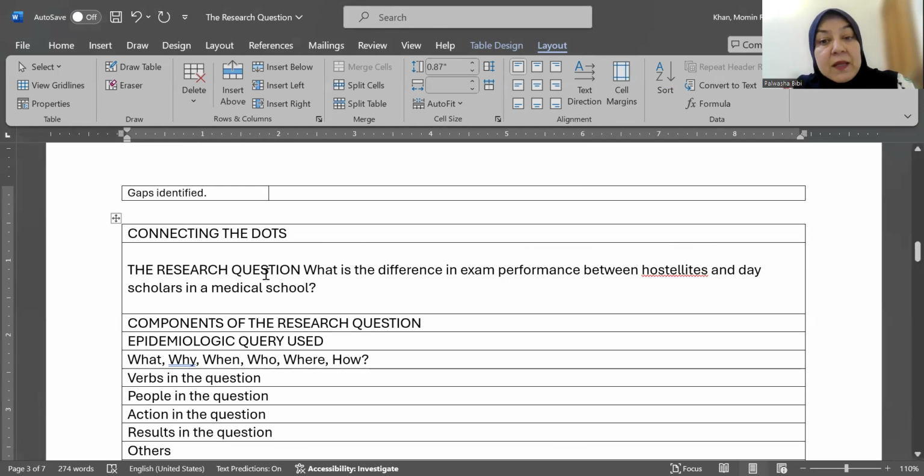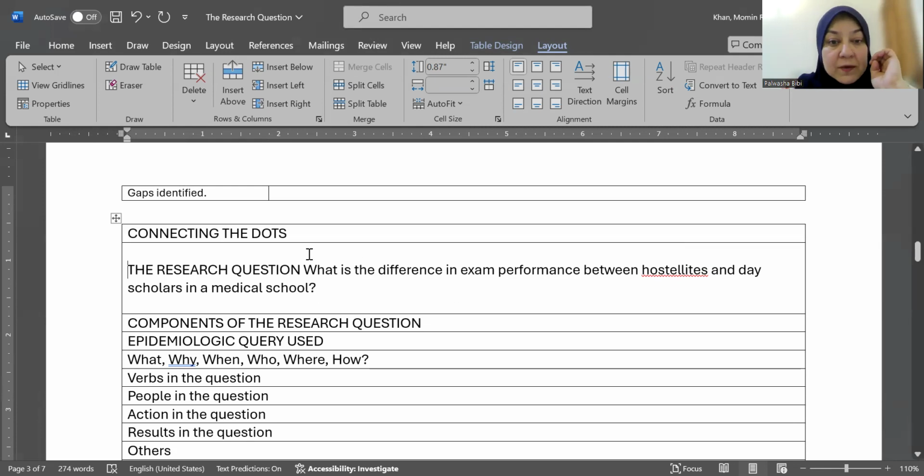What is the difference in exam performance between hostelites and day scholars in a medical school? So I made an observation, maybe, that hostelites or day scholars are doing better than the other group. And I decided to subject it to scientific inquiry. And I went through all the steps.